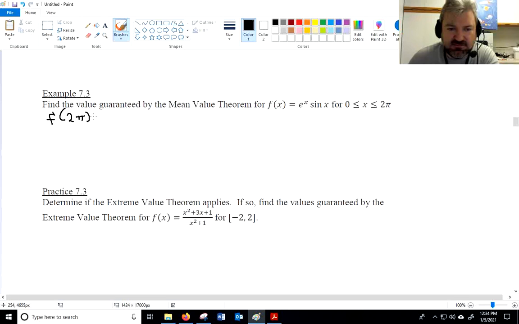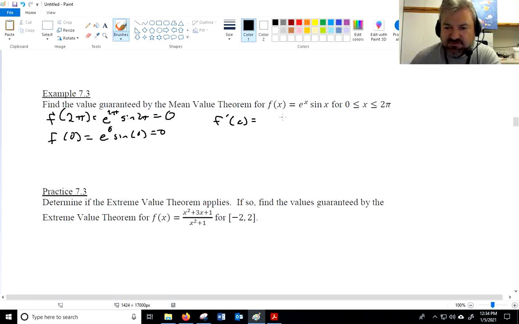F of 2 pi is equal to e to the 2 pi times the sine of 2 pi. The sine of 2 pi is 0, so that's 0 times anything is 0. F of 0 is e to the 0 times the sine of 0. Well, sine of 0 is also 0, right? So in fact, this looks like Rolle's theorem. But let's go through and make sure that we practice the mean value theorem exactly as it's written. So what that tells me is there must be some value c such that f prime of c is equal to f of 2 pi minus f of 0 over 2 pi minus 0.